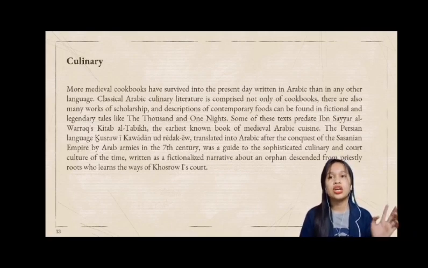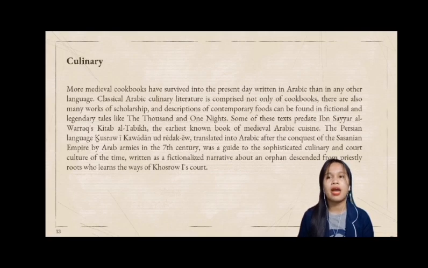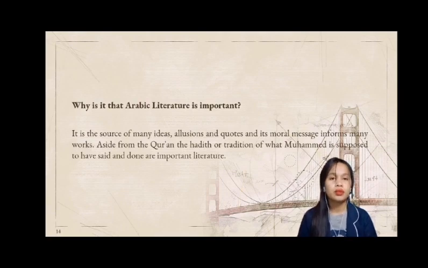The Persian book Khusrau wa Shirin, translated into Arabic after the conquest of the Sasanian Empire by Arab armies in the 7th century, was a guide to the sophisticated culinary culture of the time. It was written as a fictionalized narrative about an orphan descended from priestly roots who learns the ways of Khosrow's court.